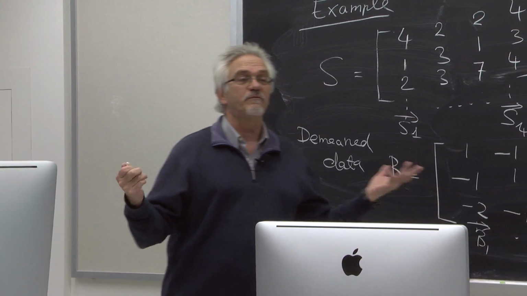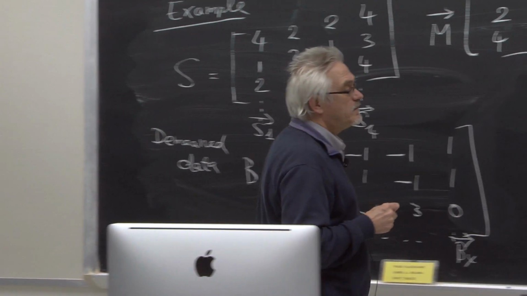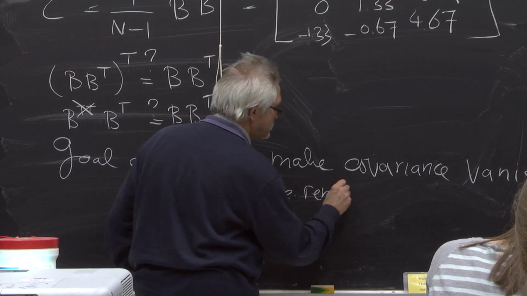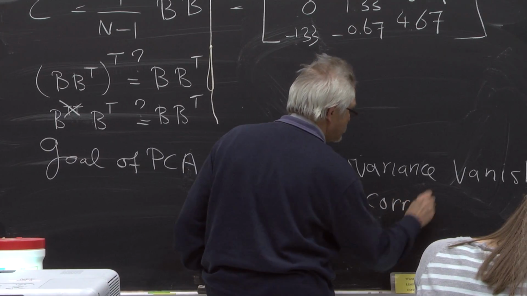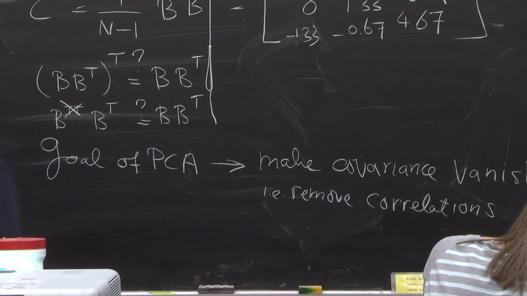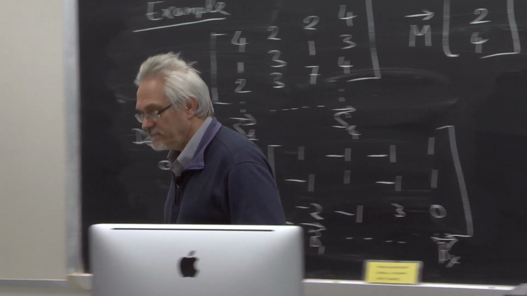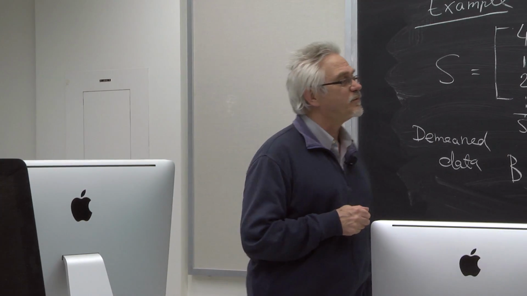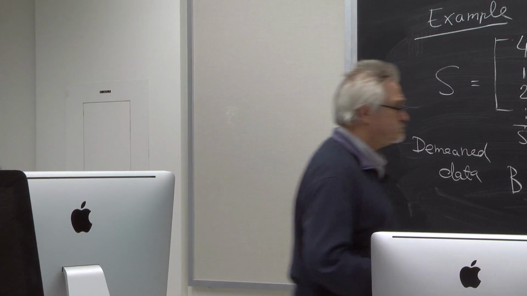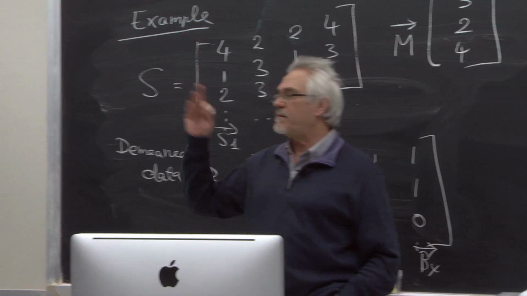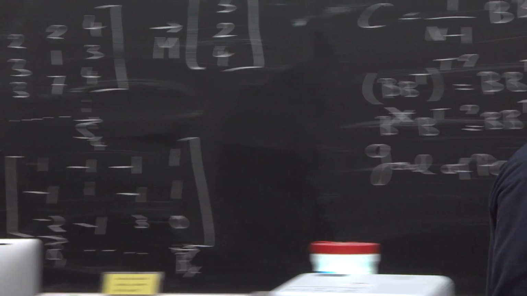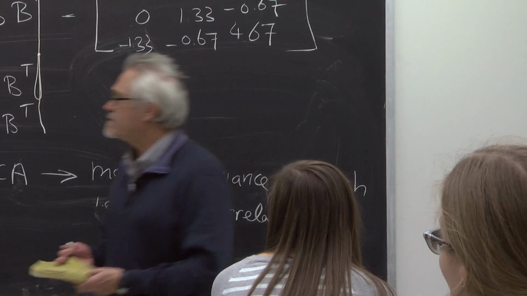And another way of saying that, of course, is that you want to remove correlation. Because again, covariance and correlation are very related. Correlation is the normalized version of that. So how are we going to do that? And now we're going to take a step back, and then we're going to come back to our numerical example. We're going to first see what the strategy of how to do that is.